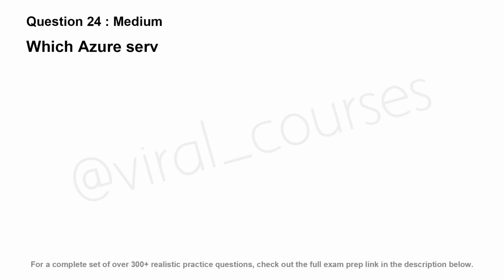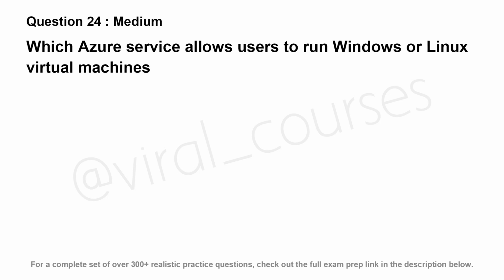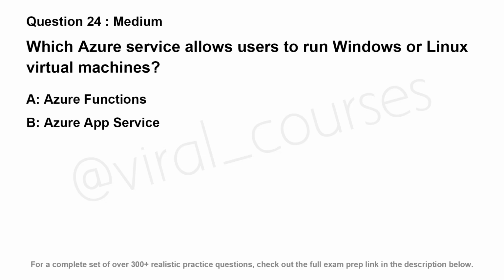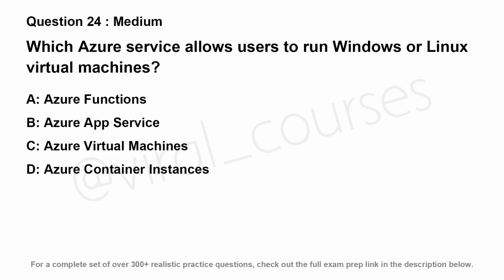Which Azure service allows users to run Windows or Linux virtual machines? Option A, Azure Functions. Option B, Azure App Service. Option C, Azure Virtual Machines. Option D, Azure Container Instances.